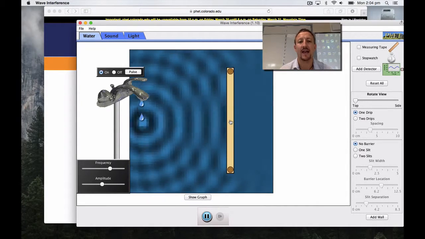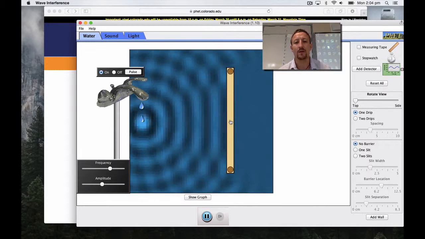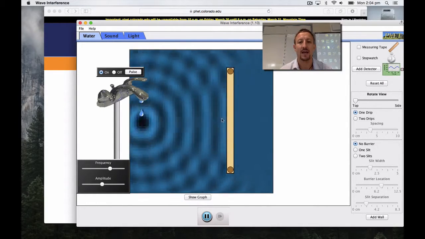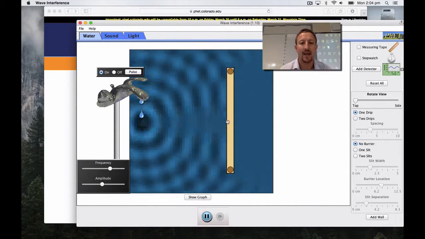Now what you're seeing now is the wave is coming along. You've got the incident wave coming from the tap, coming in this direction here, and then as it hits the barrier, it then reflects off.